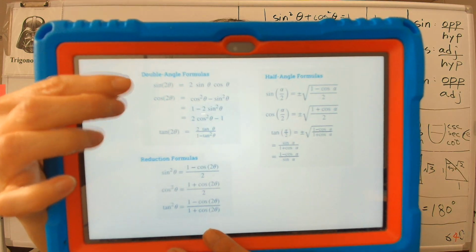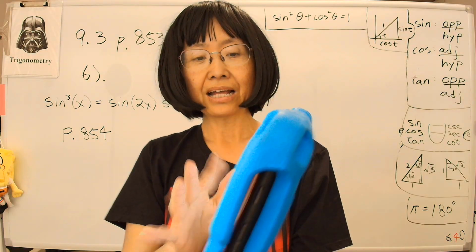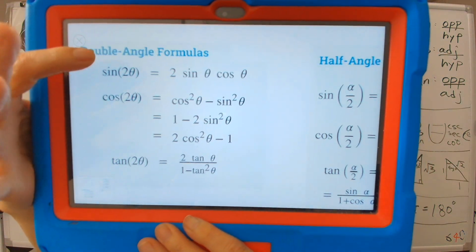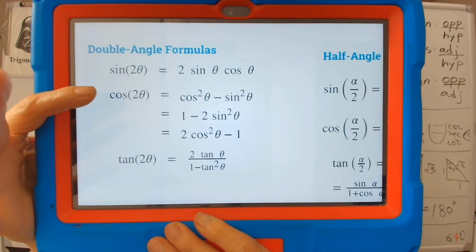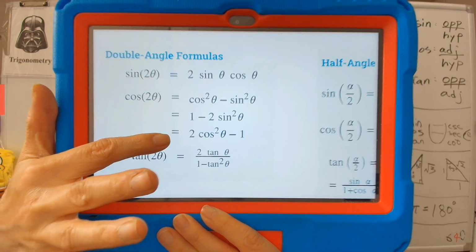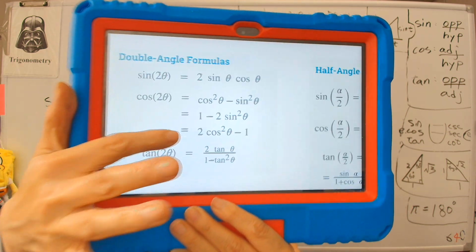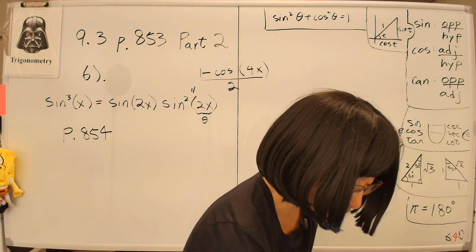In the same section, I have summarized right here. Let me make it a little bigger. Here we go. See, sine 2 theta is 2 sine theta cosine theta, and cosine 2 theta has 3 versions. One of them is 2 cosine squared theta minus 1. Is that what we were talking about? Yep, it is. That's exactly the one we're going to use for this proof. So let's do that.